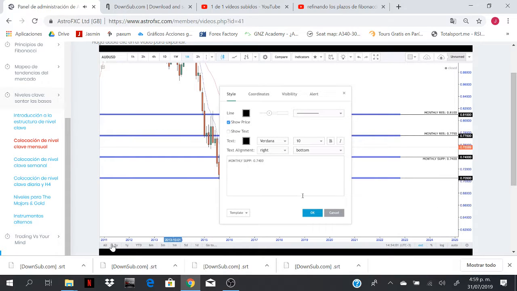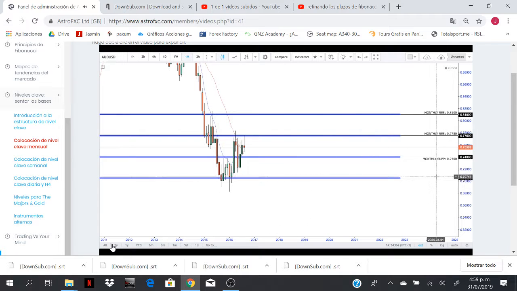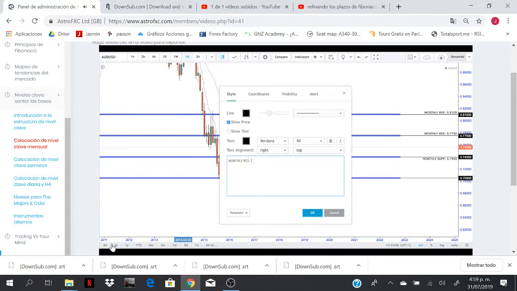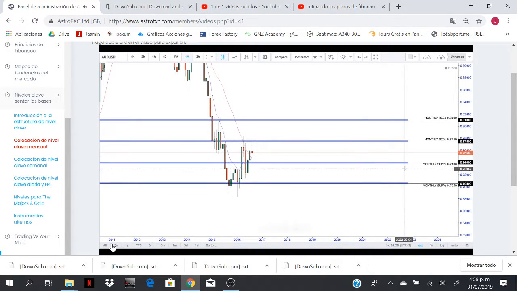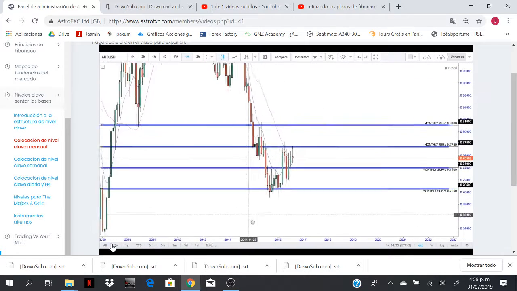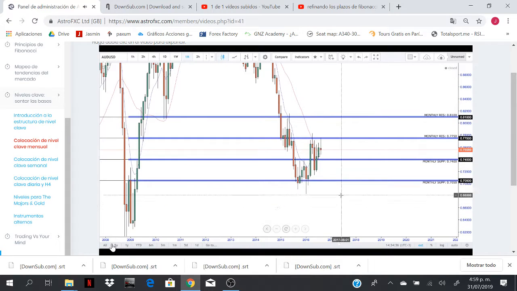Okay, show text once more. There we go, monthly support. And then last but not least, we have monthly support, 0.7050. Monthly support, show text, bottom. Okay, so what we have here, as you can see, instead of adding some labels on like here or here, we've added it to the actual line. So when we're moving the charts around, it stays flush, it stays clean, it stays neat.